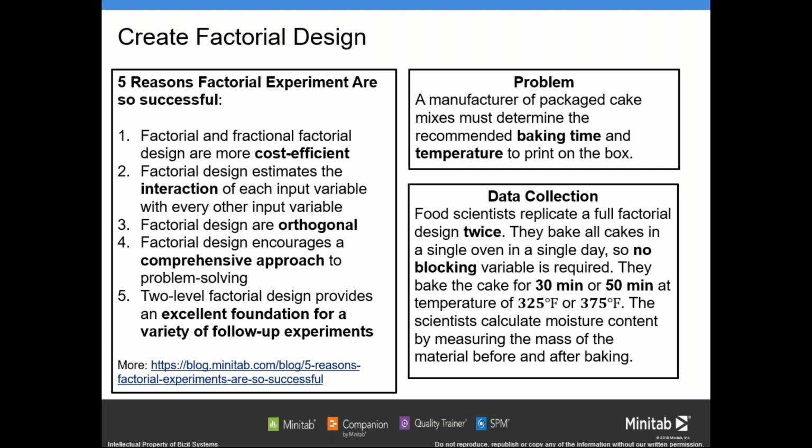5 reasons why factorial design is successful. The first is that factorial and fractional factorial designs are more cost efficient. Factorial design estimates the interaction of each input variable with every other input variable. Factorial designs are orthogonal. Factorial design encourages a comprehensive approach to problem solving. Two-level factorial design provides an excellent foundation for a variety of follow-up experiments.